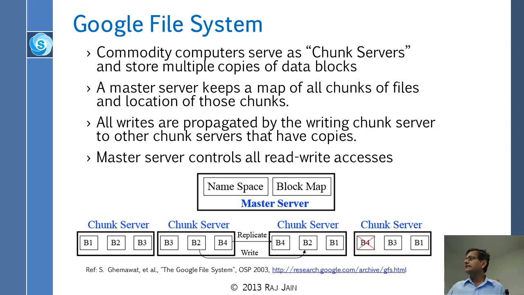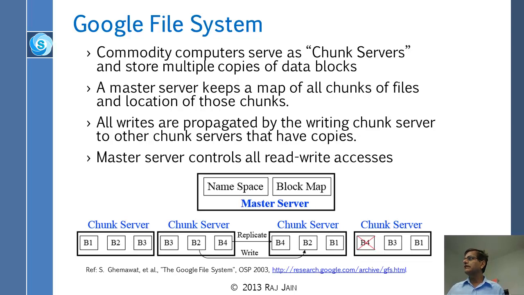If something breaks down, then a copy, wherever it exists, is replicated. So B4 breaks down, so we take a B4 from here, make a copy. And if something is written, then we write it to all other copies as well. So if somebody writes here, then it is written to other places. All that is good. And there is one master server, though.